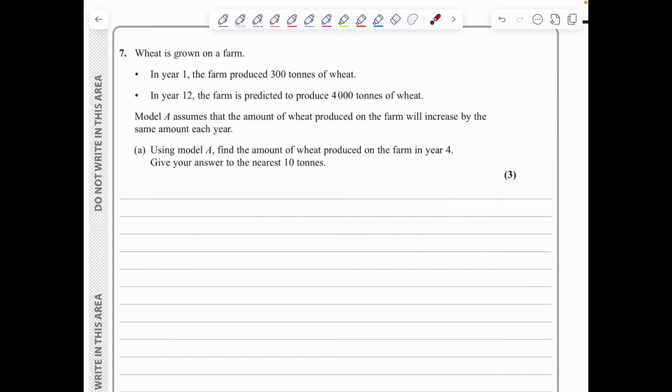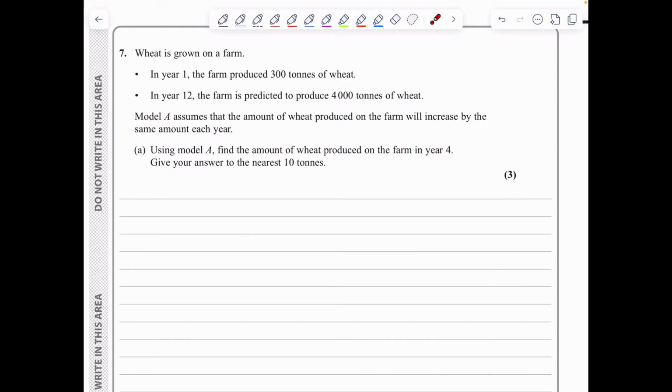In question 7, wheat is grown on a farm. In year 1, we've got 300 tons, and in year 12, it's 4,000 tons of wheat produced. Under model A, we're assuming that the wheat produced increased by the same amount, and we need to find the amount of wheat produced in year 4, giving our answer to the nearest 10 tons.